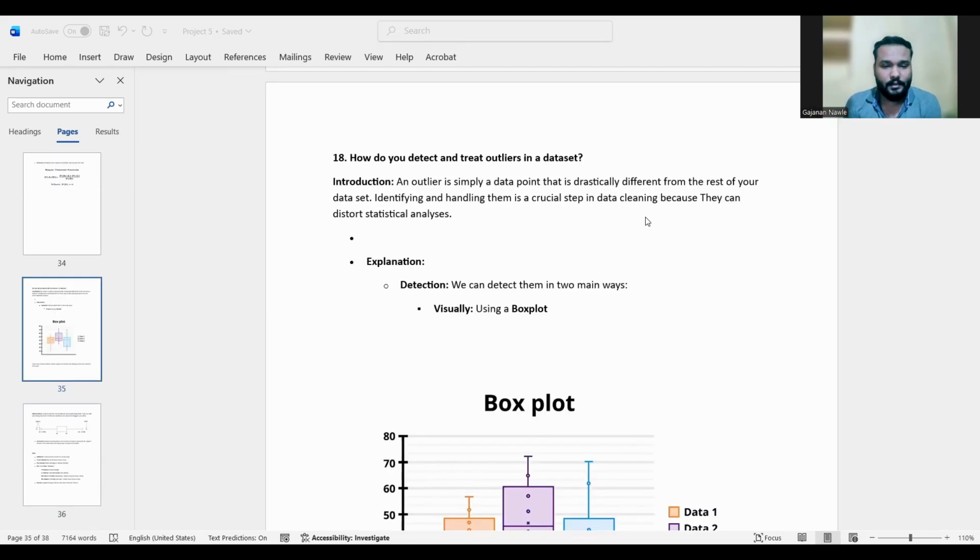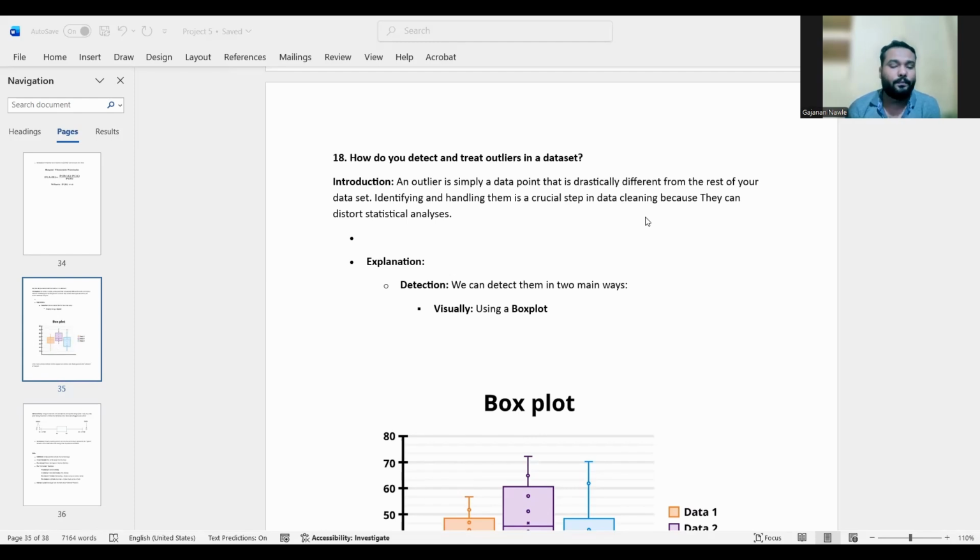So next question is, how do you detect and treat outliers in a dataset? An outlier is simply a data point that is drastically different from the rest of your dataset. Identifying and handling them is a crucial step in data cleaning because they can distort statistical analysis. So detection. We can detect them in two main ways.